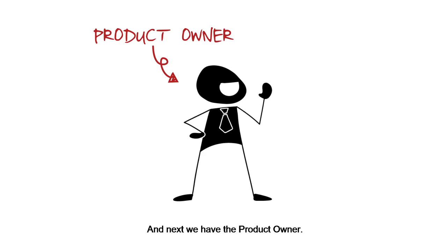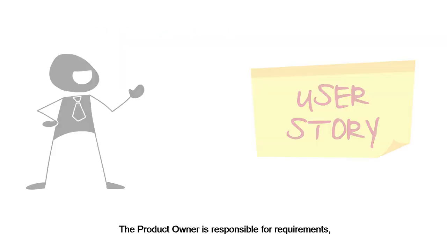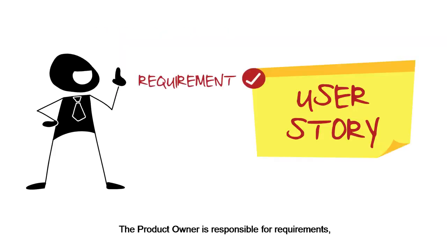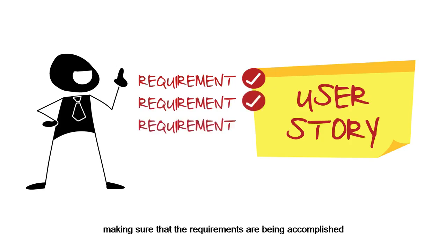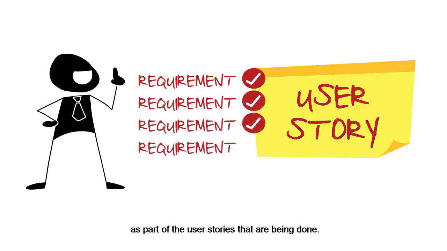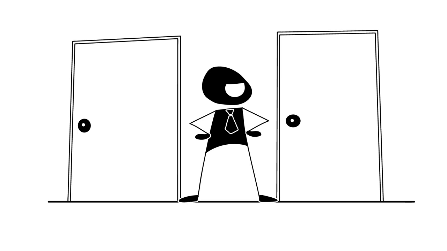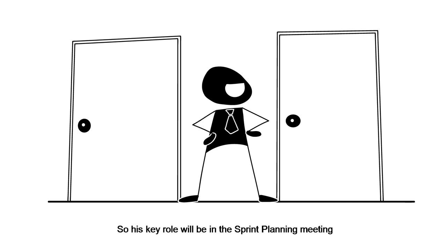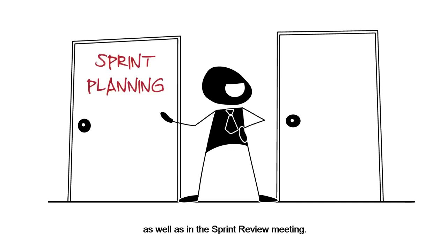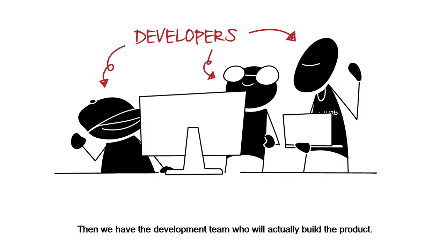And next we have the Product Owner. The Product Owner is responsible for requirements and making sure that the requirements are being accomplished as part of the user stories that are being done. So his key role would be in the sprint planning meeting as well as in the sprint review meeting. Then we have the development team who will actually build the product.